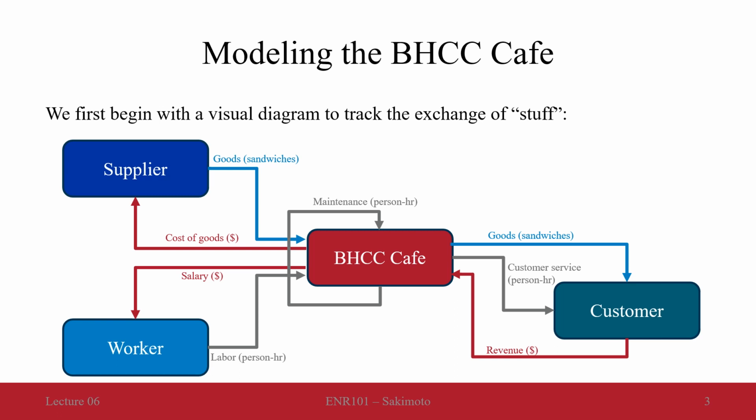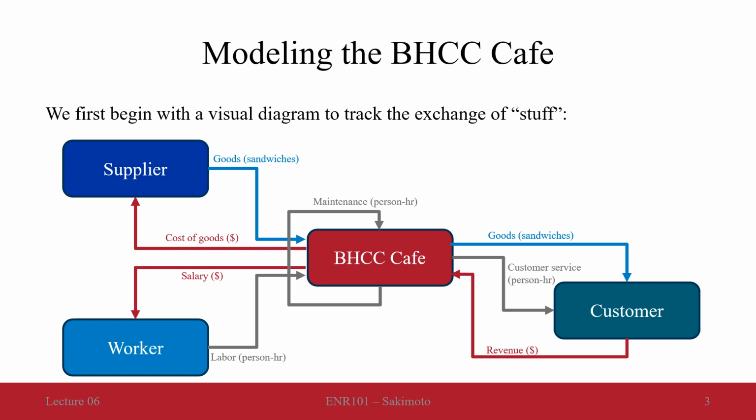The cafe also has maintenance, so people have to do inventory, clean up a little bit, and so that creates another flow of labor here within the cafe. And of course, our workers have to help check out, service, and answer questions from our customers, so there's a flow of labor from the cafe back to the customer. For each of these things, we map this out because it tells us what we need to model, what we need to create an equation for.